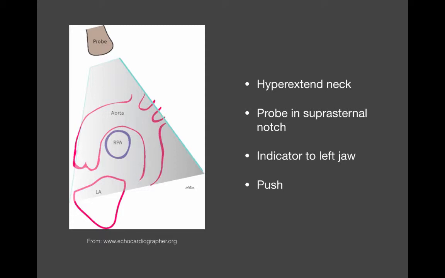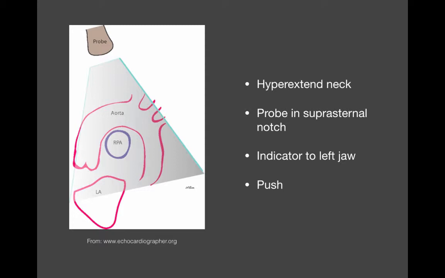The suprasternal notch view is not part of people's typical point-of-care echo examination. However, it's not that hard to do, and in the right circumstance can be really helpful. What you're going to do is take your phased array probe, i.e. your cardiac probe, and put that probe in the patient's suprasternal notch.